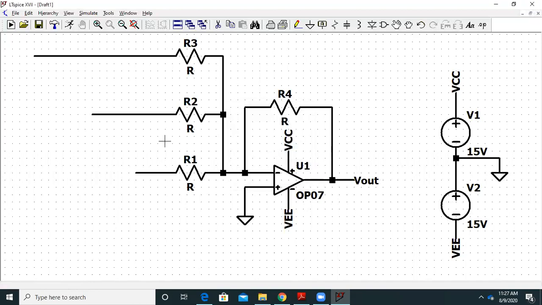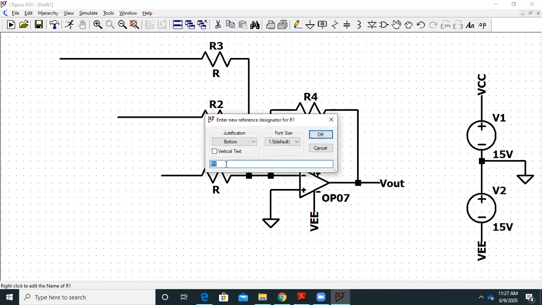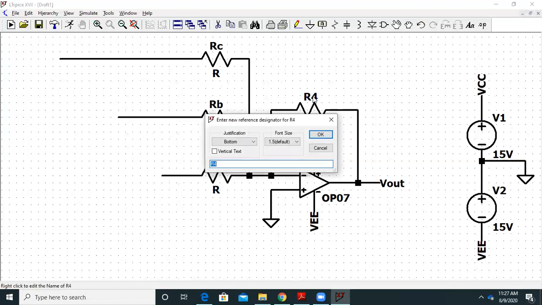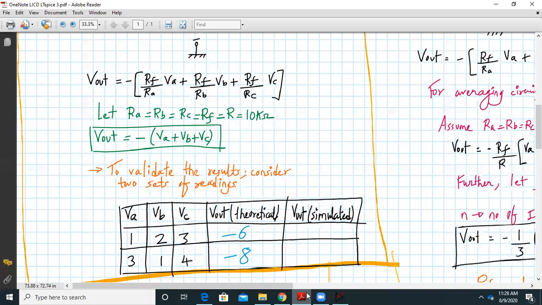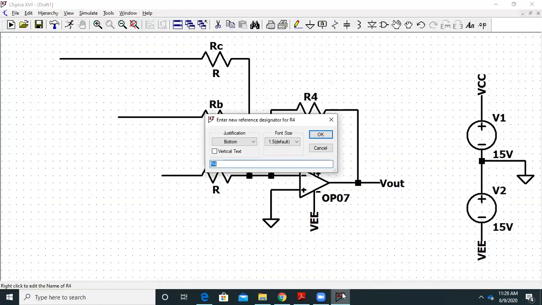Okay. So next we need to apply the voltage sources. So first of all, let us rename these resistors as RA. This will be RB, and this will be RC, and as per our design, this is called RF. Yes, this is RF. So let me rename it as RF.